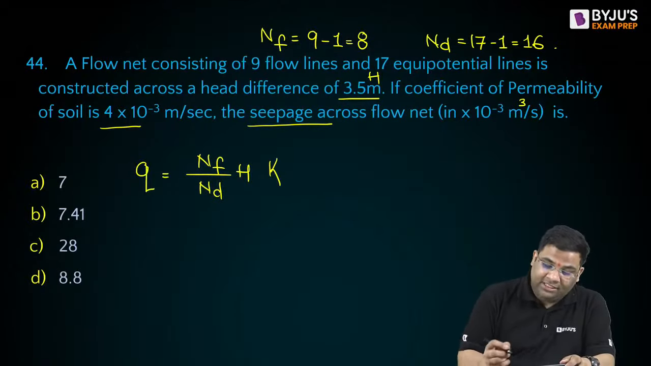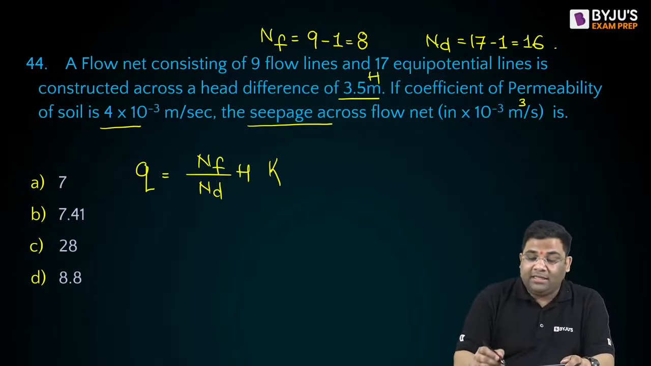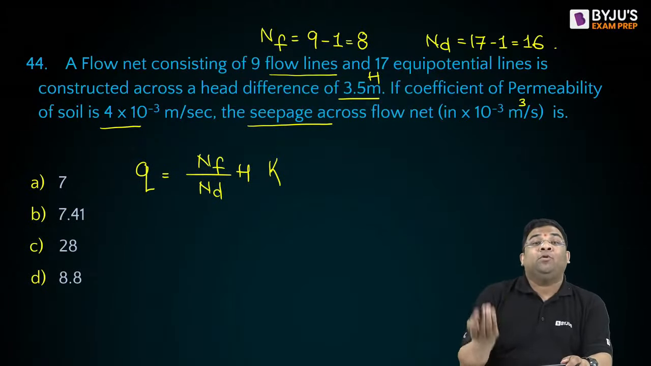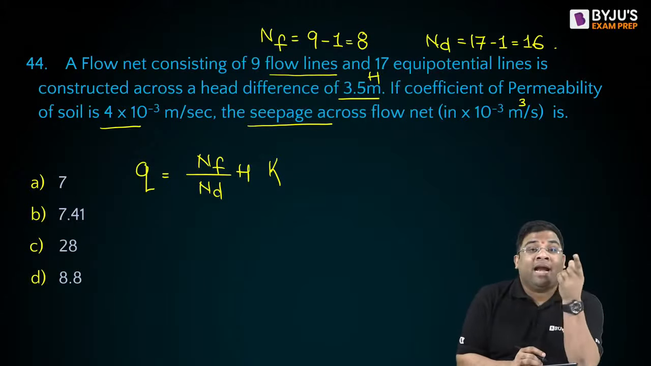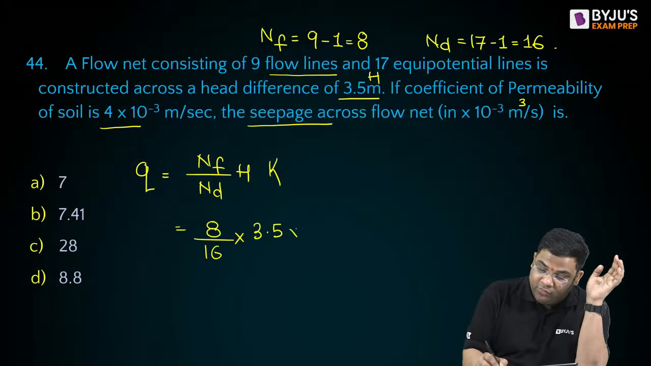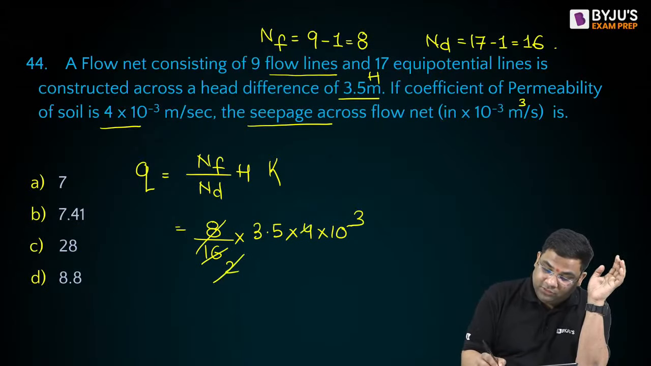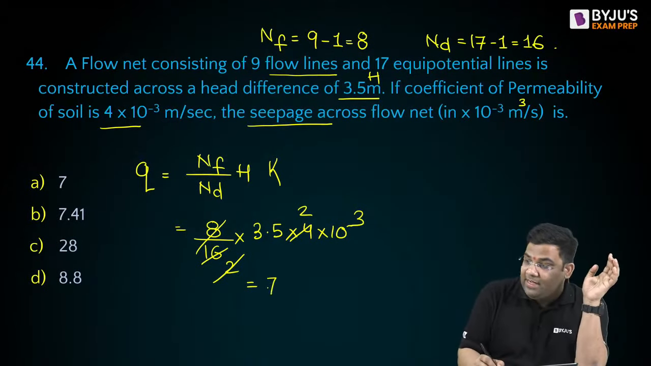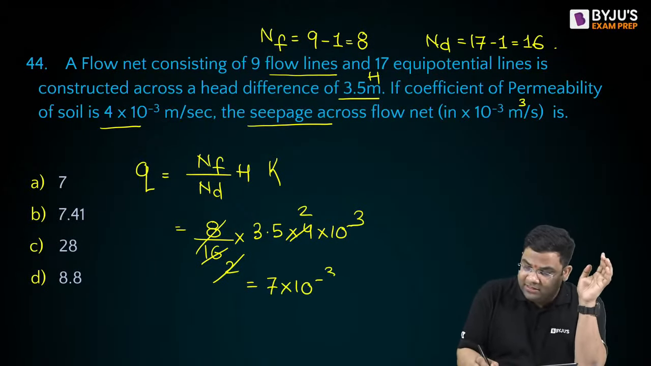Now what was the catch here? The catch is that these flow lines you cannot take as flow channels. Don't forget to subtract 1. This is 8 by 16 into 3.5 into 4 into 10 to the power minus 3. So this is 2, this is 2. I am getting 7 into 10 to the power minus 3.